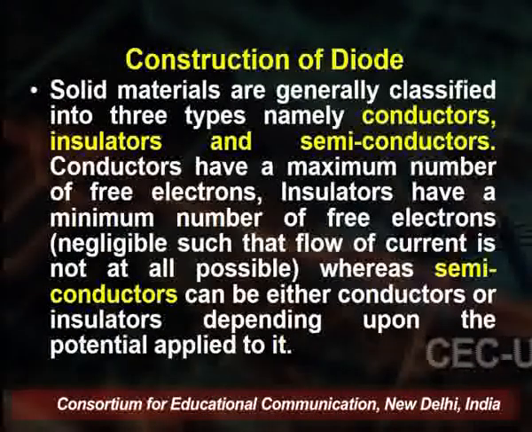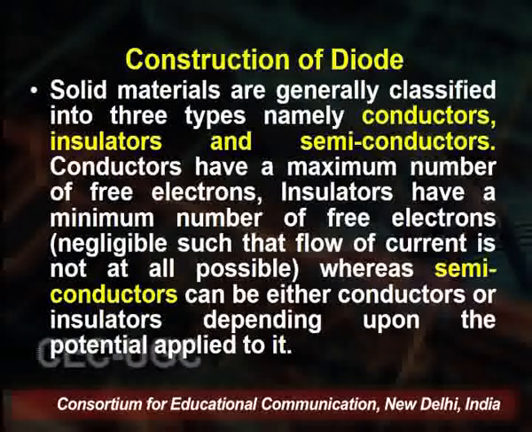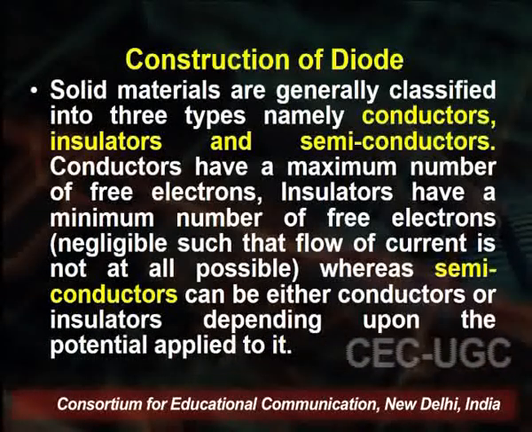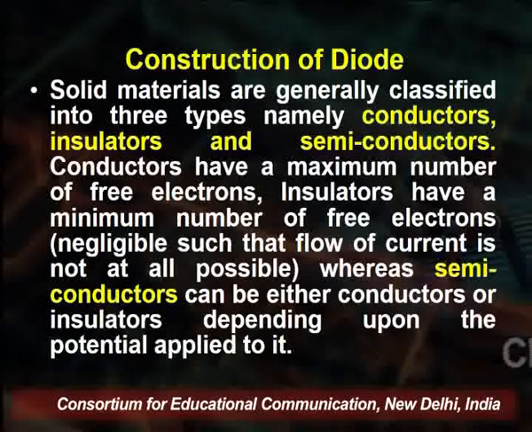How do we construct the diode? What is the construction of the diode? Basically, we use solid material, that is, semiconductor material. Solid materials are generally classified into three types: first is conductor, second is insulator, and third is semiconductor. What is a conductor?